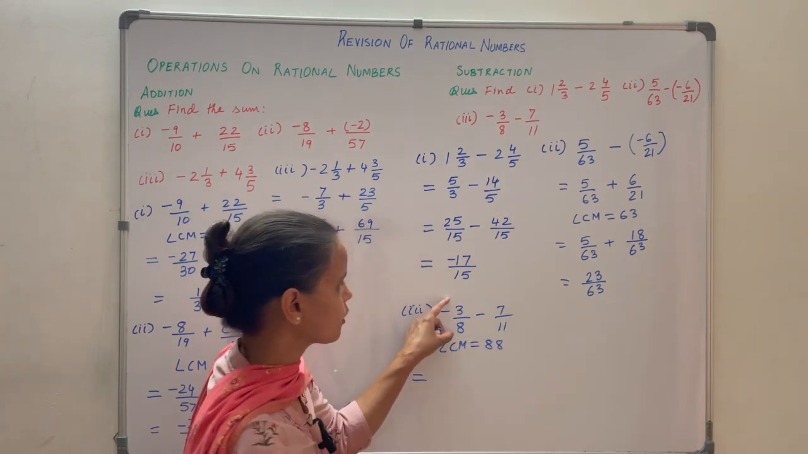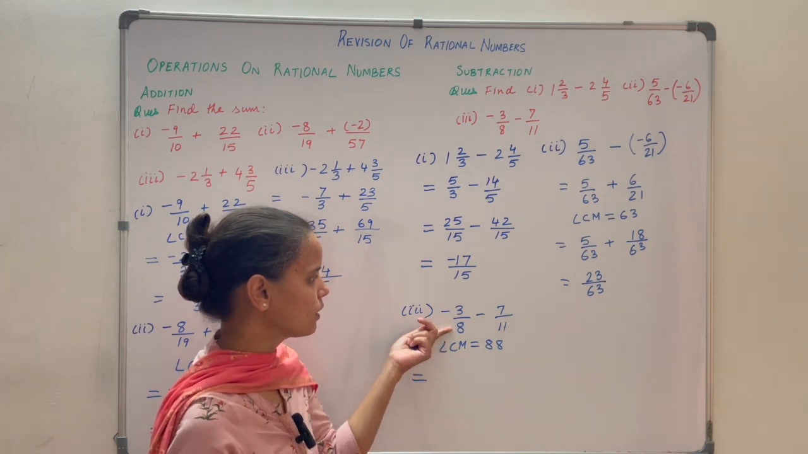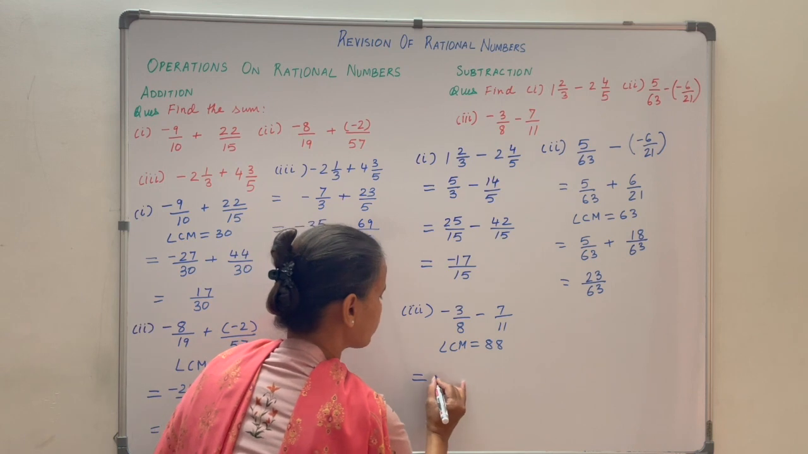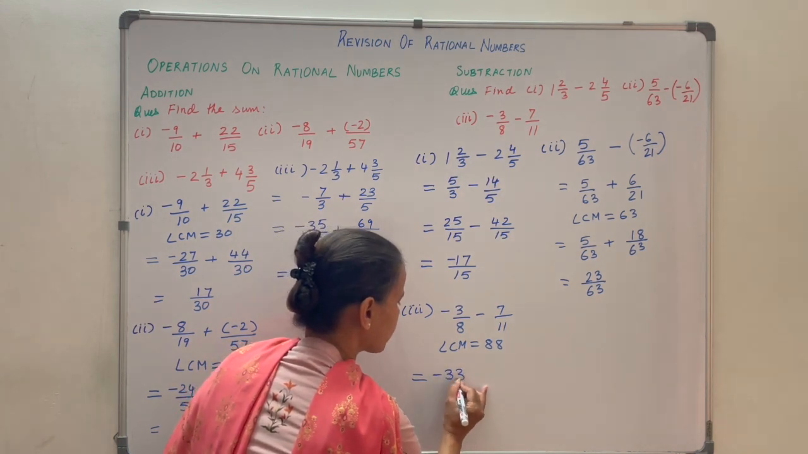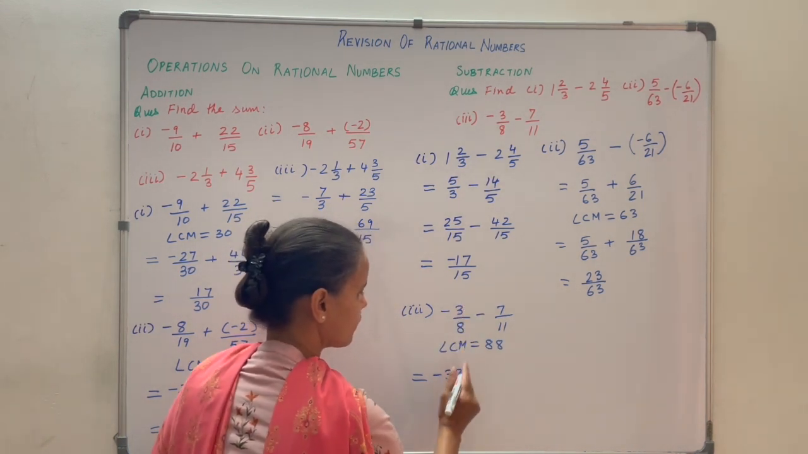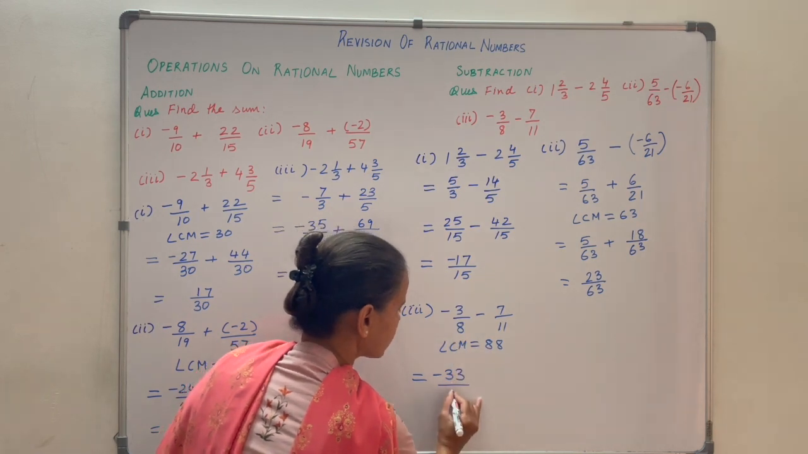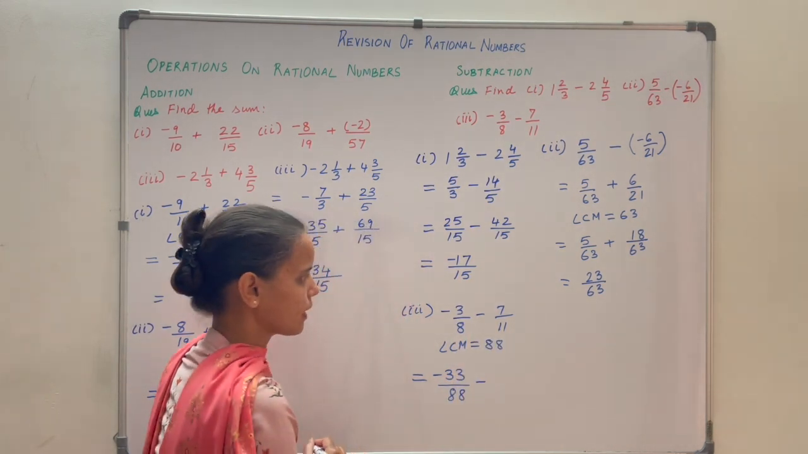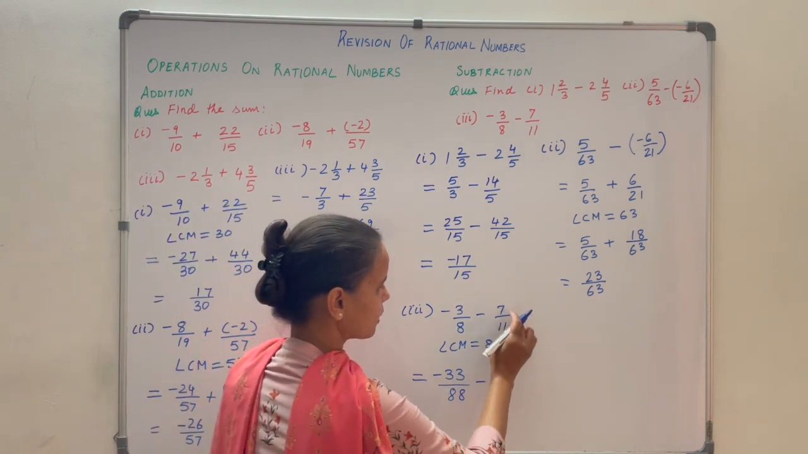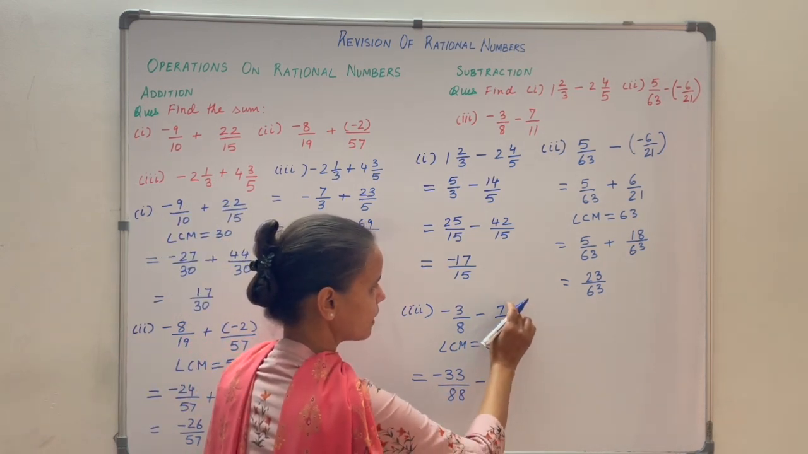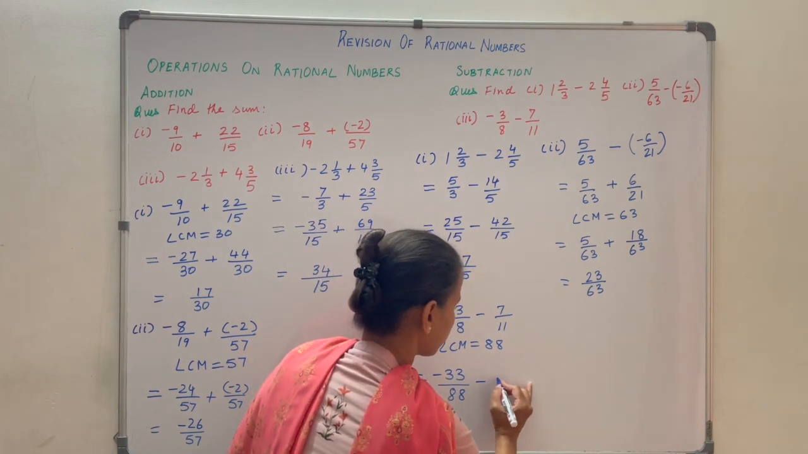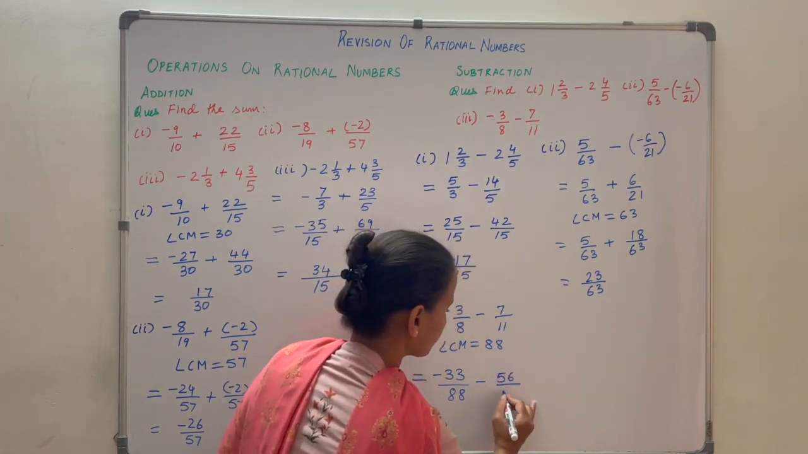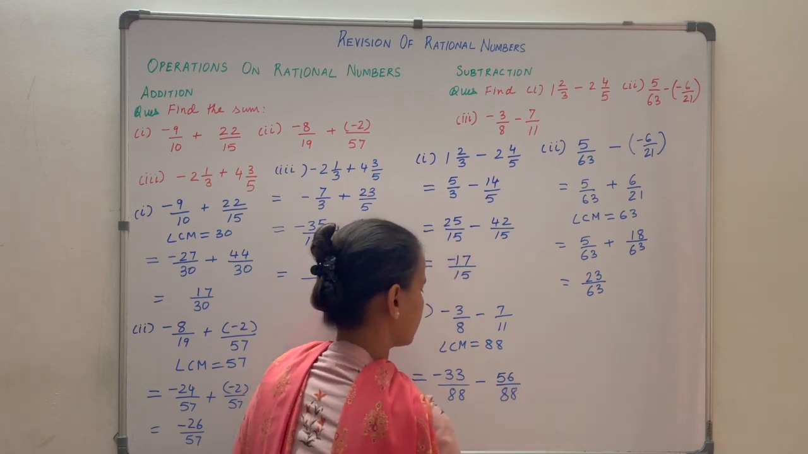So here we are going to write down the equivalent rational number for this one by multiplying both numerator and denominator by 11. So here minus 3 into 11 is minus 33, 8 into 11 is 88. This minus sign you write as it is. Now here you have to multiply both numerator and denominator by 8. So 7 8s are 56 and 11 into 8 is 88.